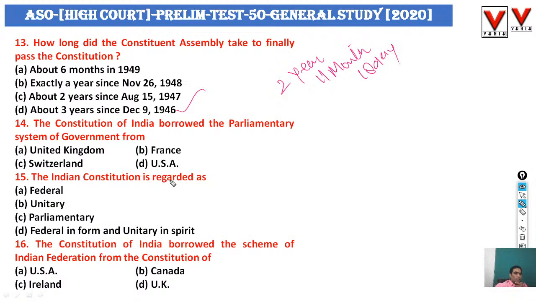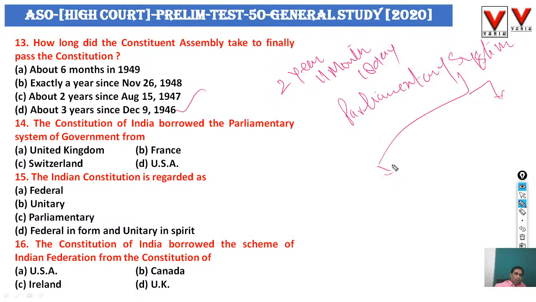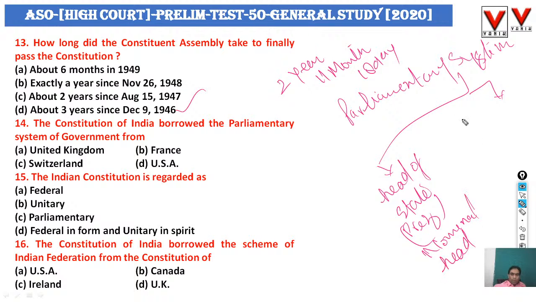Then the next question: the Constitution of India borrowed the parliamentary system of government from the United Kingdom, that is the Britishers. We took the parliamentary system of government. In the parliamentary system, there are two heads. One is the head of state, that is the president, and that is the nominal head, and the other is the head of government, that is the real head.